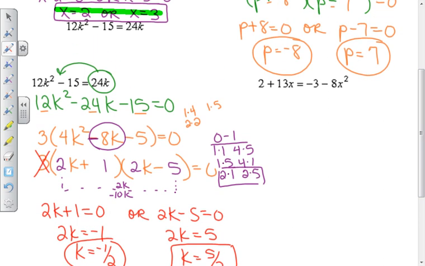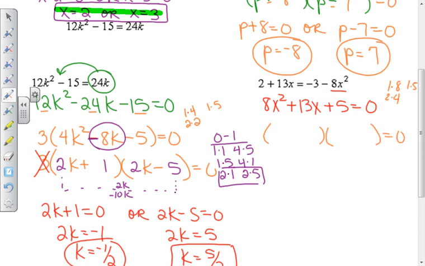Now my last example over here, my x squared happens to be negative. I never factor with a negative, so I'm going to move that to the left. So I have 8x squared plus 13x, add 3 to both sides, plus 5 equals 0. So now I'm looking at the factors of 8 and the factors of 5 that will combine under plus plus to make 13. And so when I look at my combination, pretty sure that that one will work.